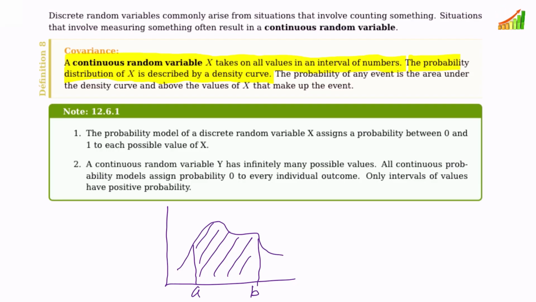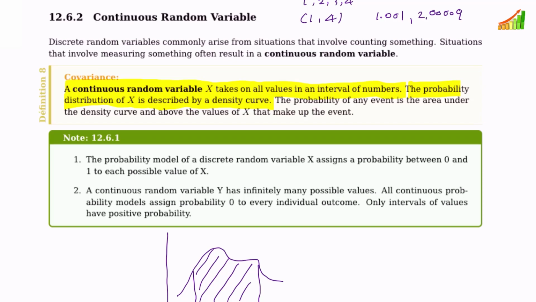The probability of any event is the area under the density curve and above the values of X that make up the event. Then go to the note. The probability model of a discrete random variable X assigns a probability between 0 and 1 to each possible value of X. A continuous random variable Y has infinitely many possible values. All continuous probability models assign probability 0 to every individual outcome. Only intervals of values have positive probability.